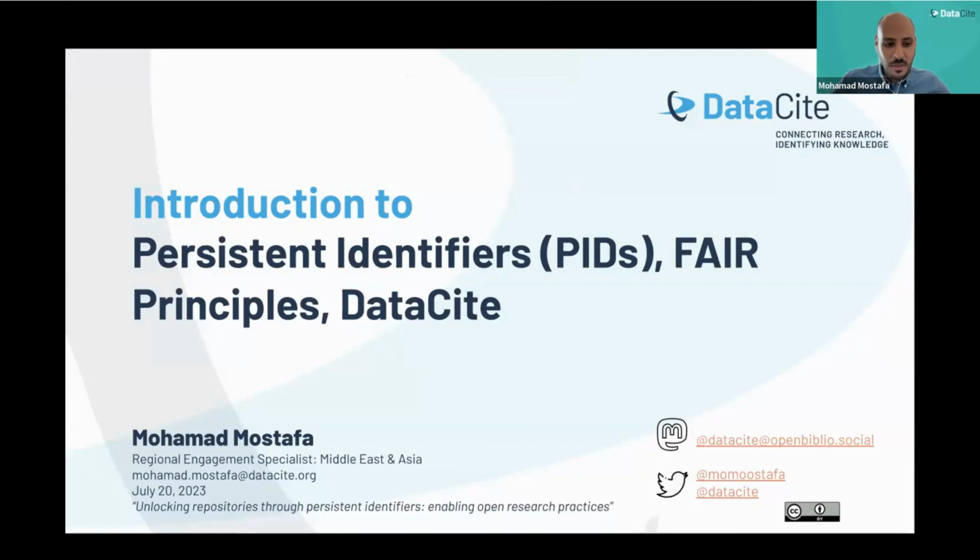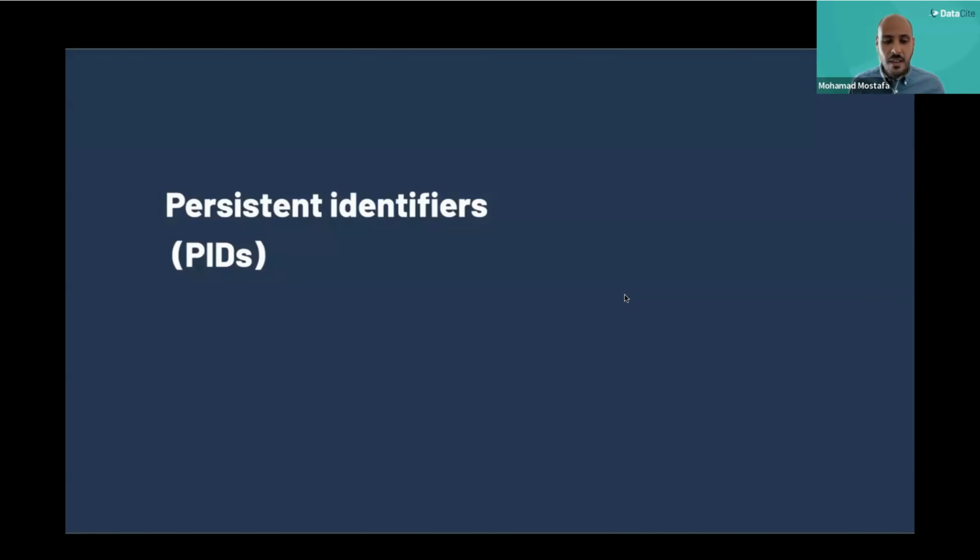So my name is Mohammed Mustafa, the Regional Engagement Specialist for the Middle East and Asia at DataSite. And today in my talk, I'm going to cover 3 important points. The first one is what are persistent identifiers and their relation with FAIR principles. And I am going to end with an introduction about DataSite. So we will start with the persistent identifier.